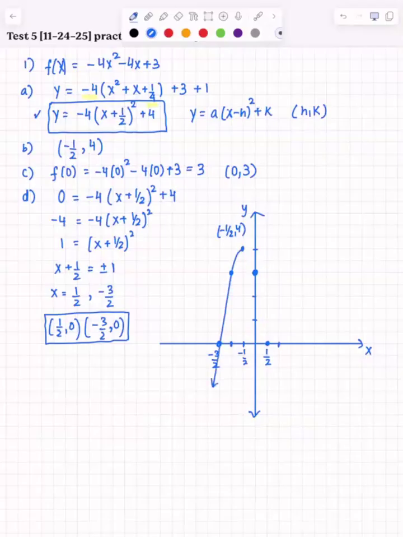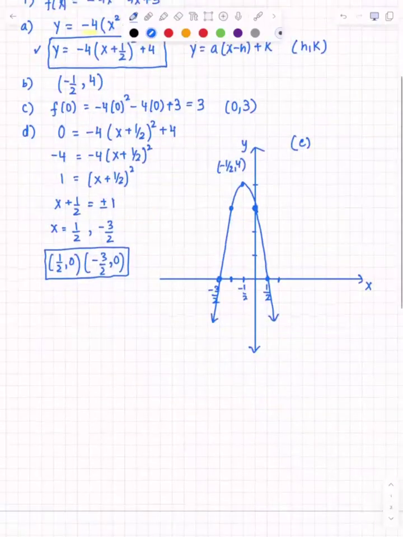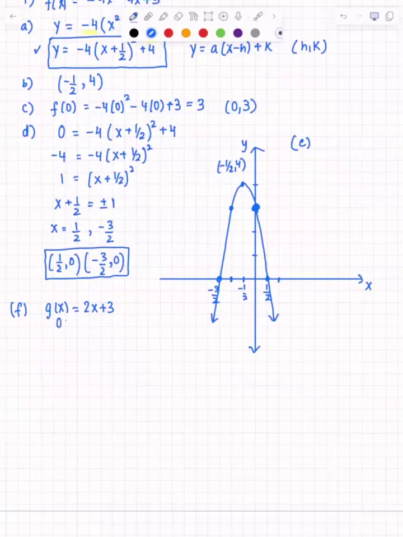Sketch. Okay. The graph is done. That was E. On the same axis, F is sketch the graph of g of x is equal to 2x plus 3. Okay, so we know the y-intercept is 3. So 1, 2, 3, that's overlap there. And let's find the x-intercept. So set y to 0.